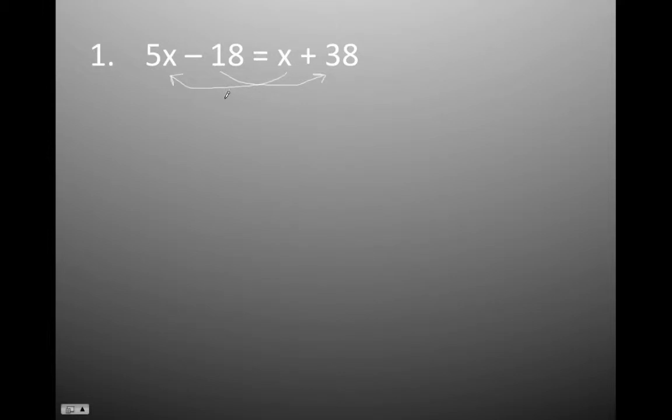So negative 18, if I move it that way, the inverse operation is positive 18, so I'm adding 18 to this side. Positive x here, that means I've got to subtract x here, which means I do the same thing to this side. So now I just rewrite: 5x minus x is 4x. Negative 18 and 18 cancel out. x and negative x cancel out. 38 and 18 gives me 56. Next step, divide by 4.